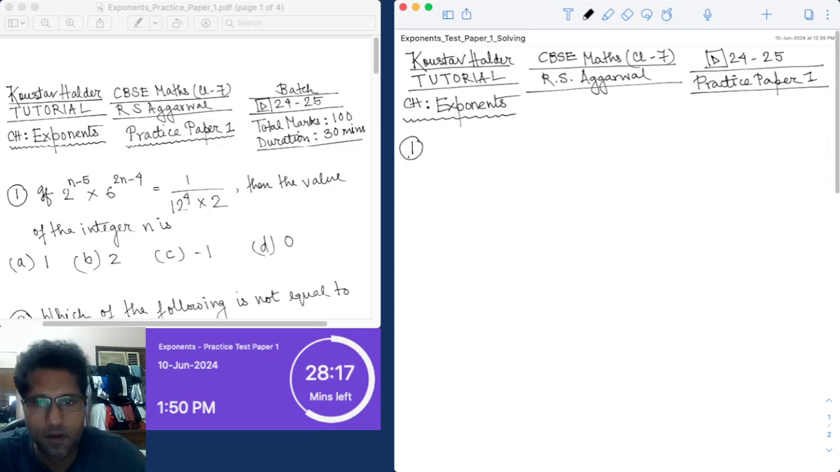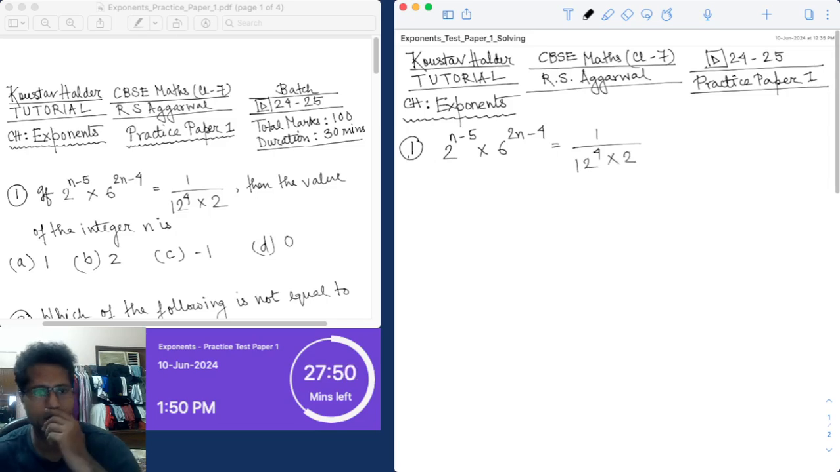The first question says, if 2 to the power n minus 5 multiplied by 6 to the power 2n minus 4 equals 1 by 12 to the power 4 multiplied by 2. So the equation is given 2 to the power n minus 5 multiplied by 6 to the power 2n minus 4 equals 1 by 12 to the power 4 multiplied by 2. Then we have to find the value of integer n. So n is the unknown.